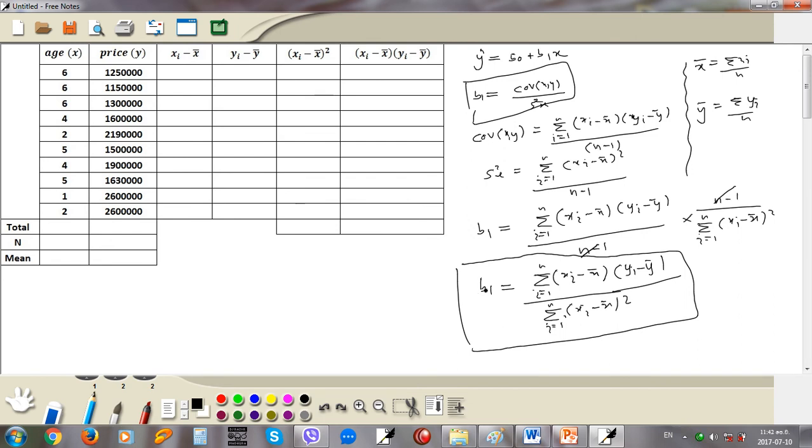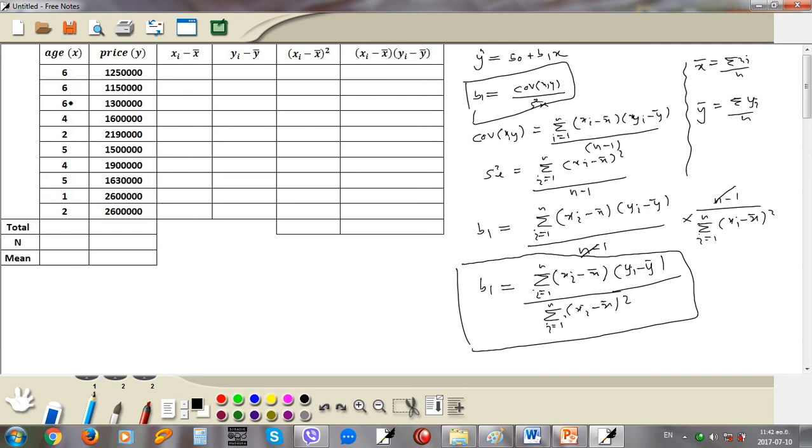To find b1, we have to know xi minus x bar, yi minus y bar, and xi minus x bar squared, also the product of these two, right? So first we need to find xi minus x bar. Before that we have to find x bar. How can we find x bar? Sigma xi over n. So first you have to add all of these, right?